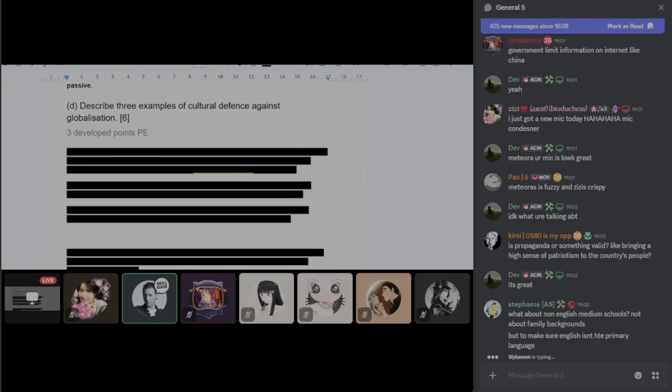Is propaganda something? Government limit information on internet like China. Yes, same point, Great Chinese Firewall. If you were to develop it, give an example, and specifically mention this, you will get full marks. What about non-English medium schools? Not about family background. Your answer is actually very similar to one of the points, but it is not the exact same.